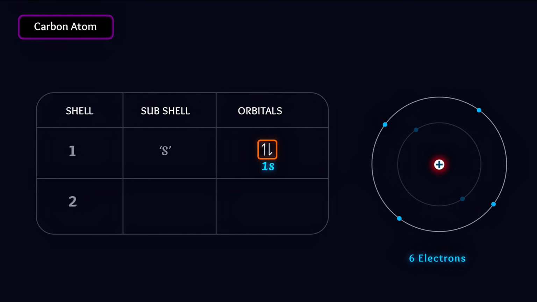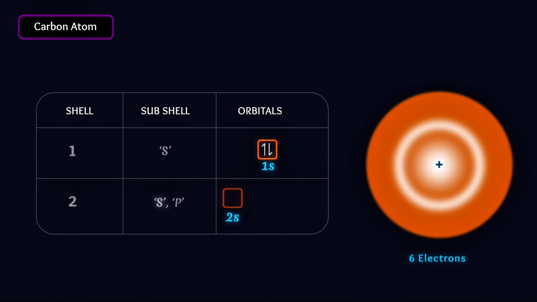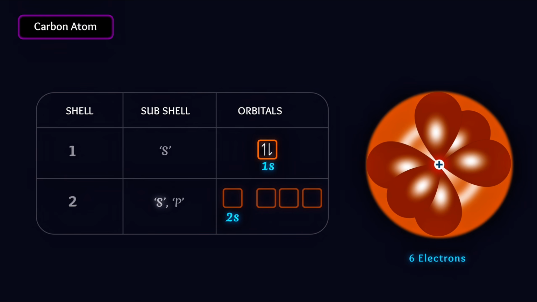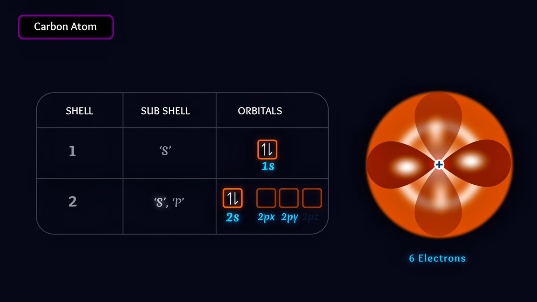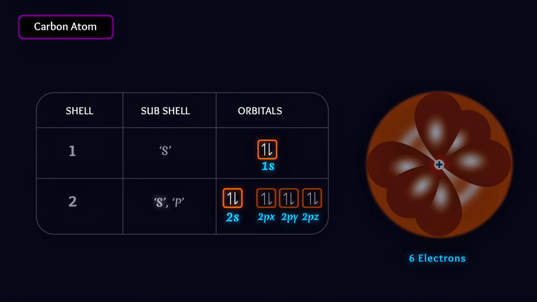As we know, the second shell has 2 subshells, s and p. The s subshell has 1 orbital, and the p subshell has 3 orbitals. 2 of the remaining 4 electrons fill the 2s orbital, then we have the remaining 2 electrons. Once the 2s orbital is filled, the remaining electrons begin to fill the 2p orbitals. The p subshell has 3 orbitals, 2px, 2py, and 2pz, which can collectively hold 6 electrons.